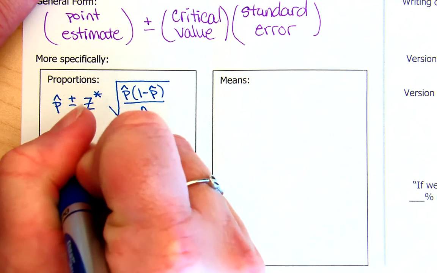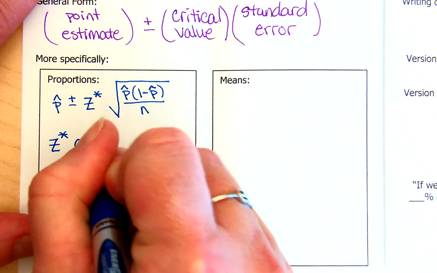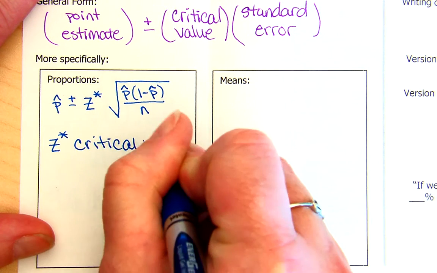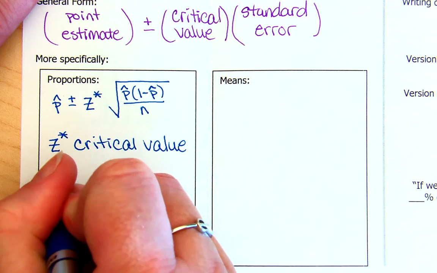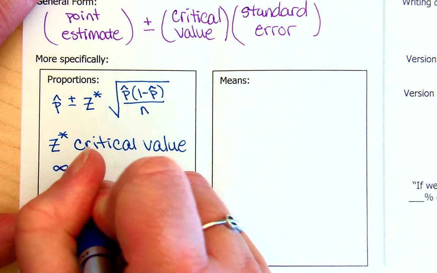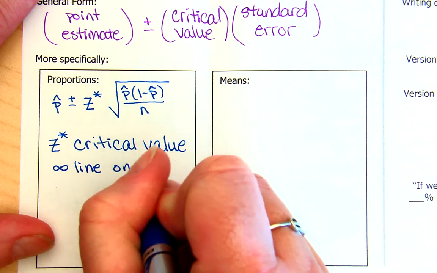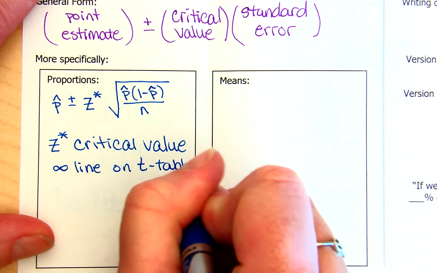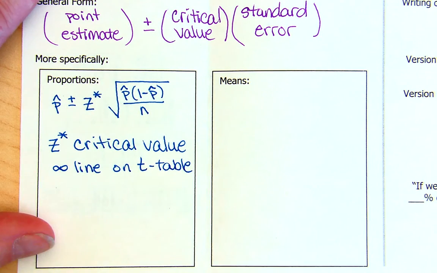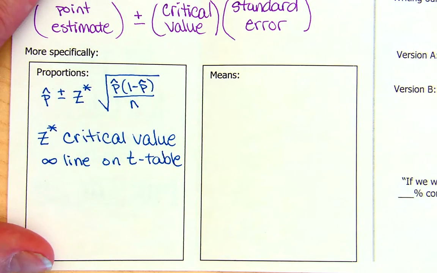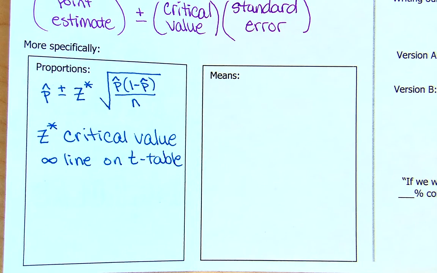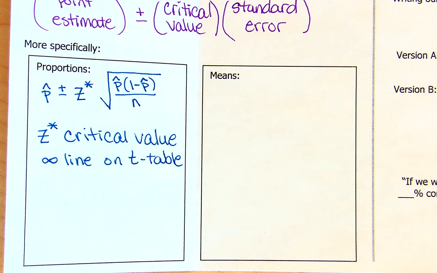So the z with an asterisk is our critical value. The way we use this is we do the infinity line on the t table. And I'll show you what that means. Let me explain that whenever I show you what we're doing.